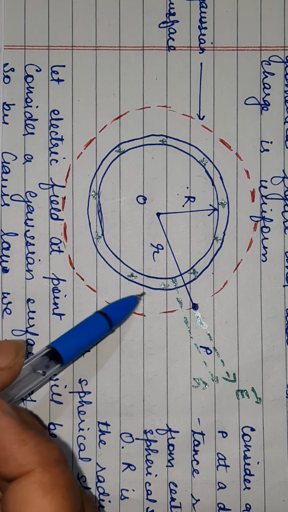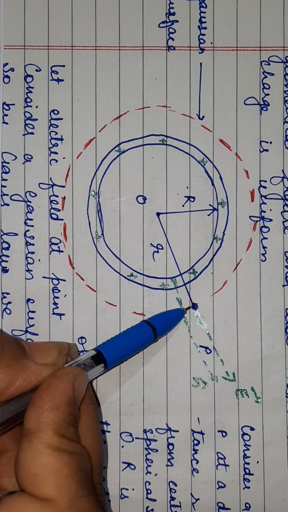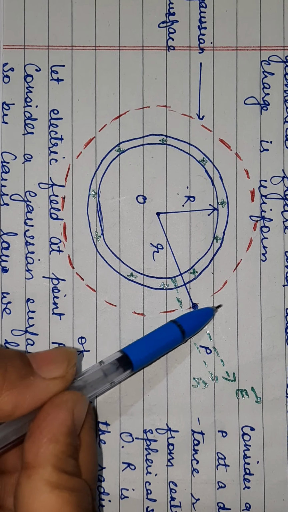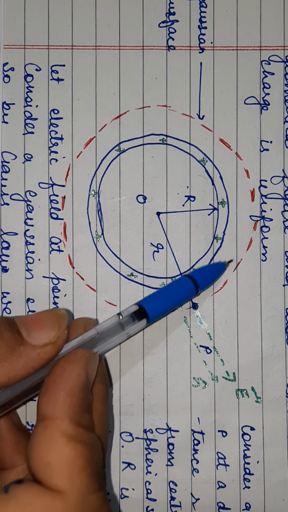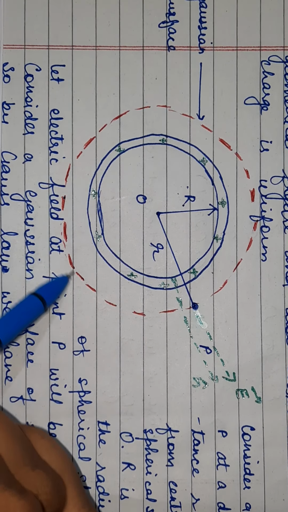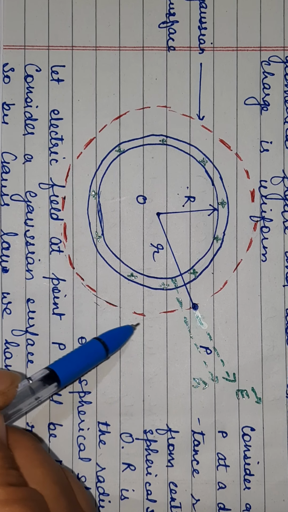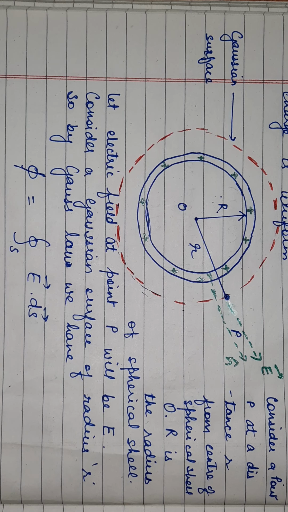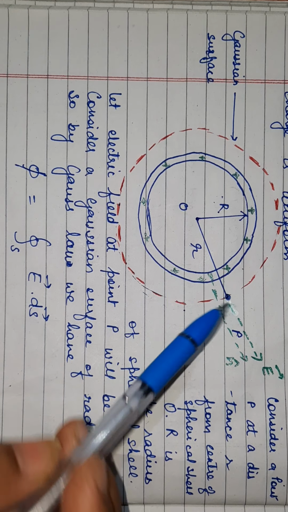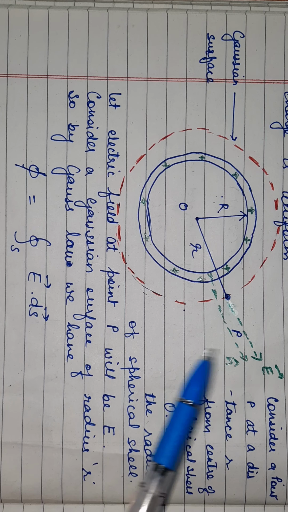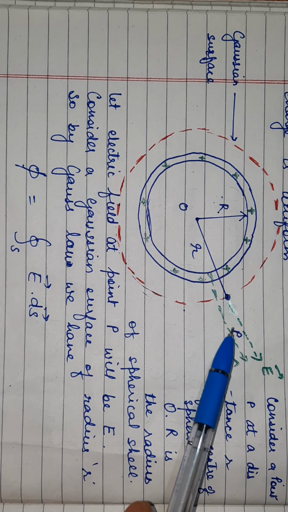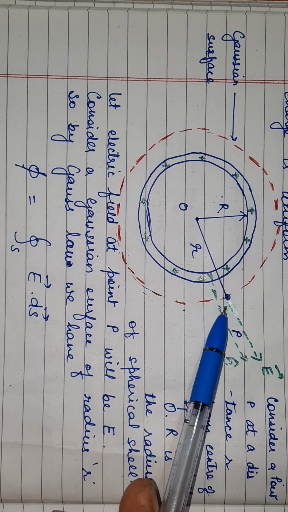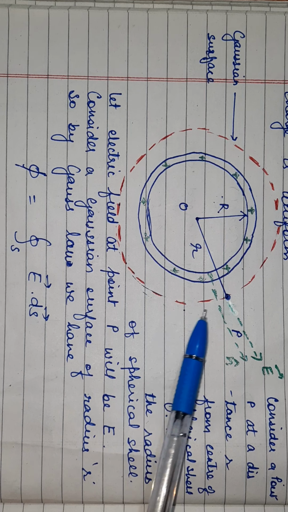Now if we wish to find out the electric field at point P, we'll have to consider a Gaussian surface. So this is the Gaussian surface surrounding this spherical shell. Now if we wish to find out the electric field at point P, we have already considered a Gaussian surface of radius r.